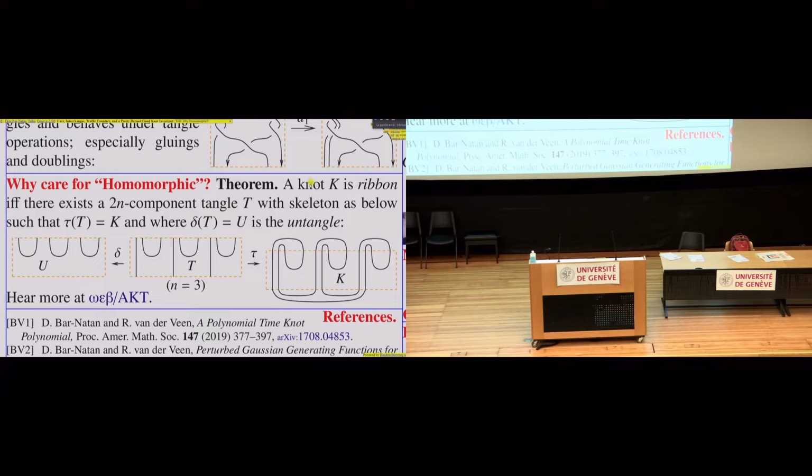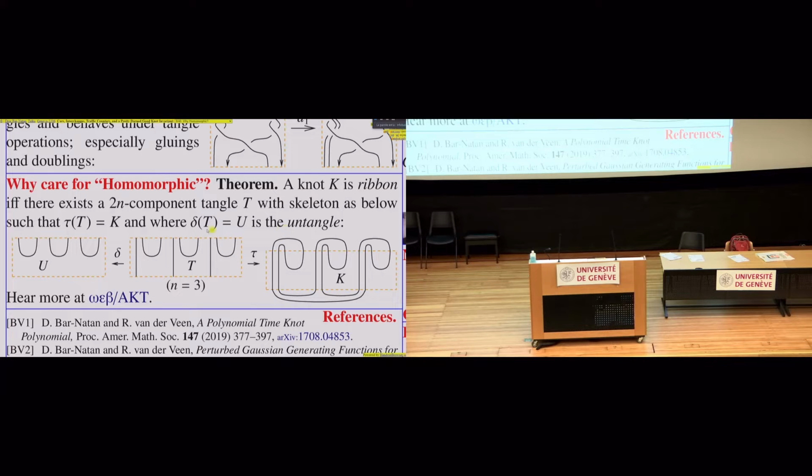So a knot is ribbon if and only if there exists a 2n component tangle T with skeleton as below. So here is T. And what I mean by having the skeleton as here is that the leftmost strand goes from top to bottom, the second one goes from top to top, and so on. But inside they could be knotted, I'm just not drawing it. So this T could be a whole mess, but I want the connectivity to be as shown.